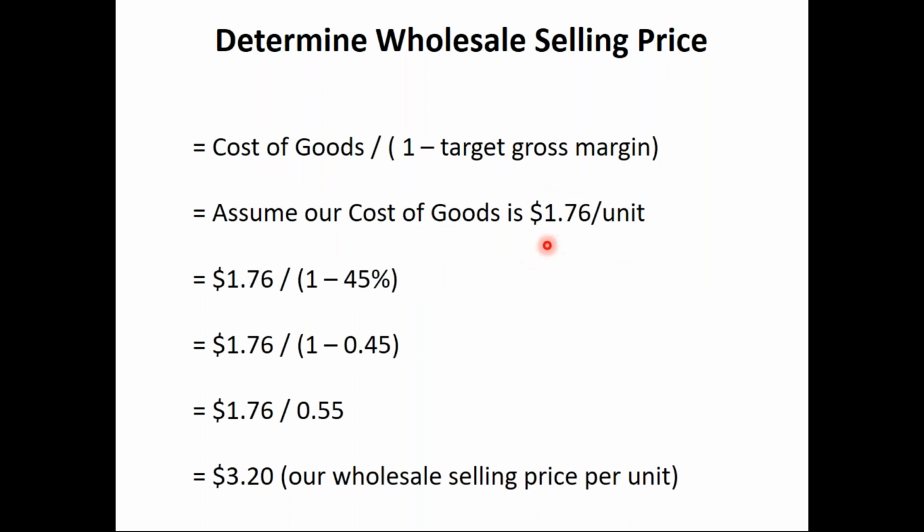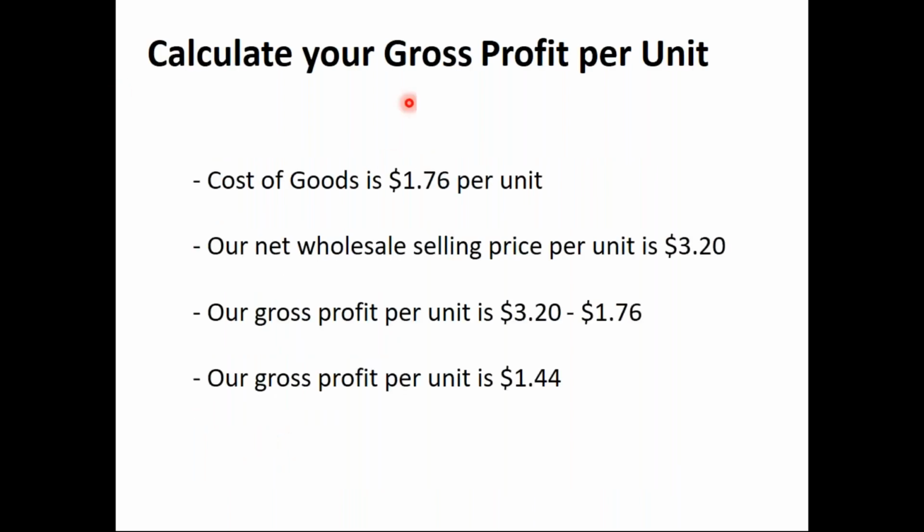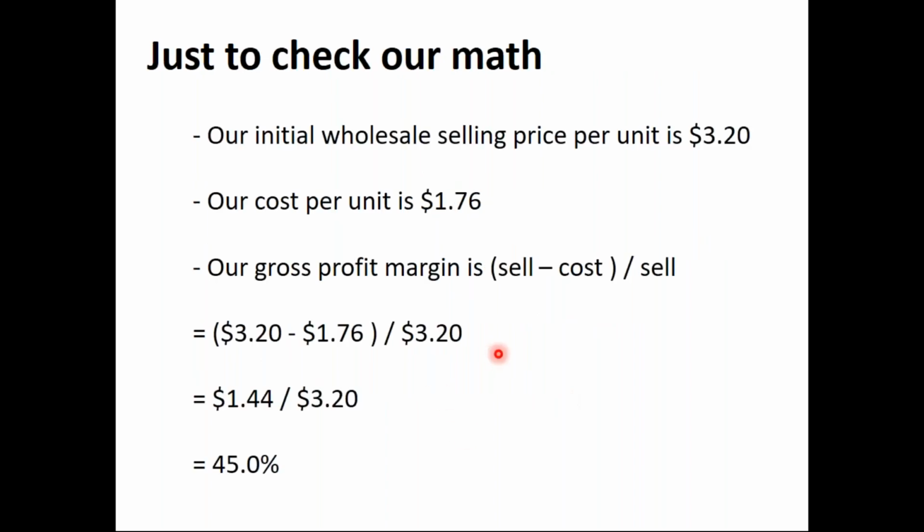Determine this wholesale selling price. So let's say our cost of goods, we worked it out to $1.76 per unit. To figure out our wholesale selling price is the same formula as before. Our target gross margin is 45%. That's the lowest we would want to make. So we would do the math and come out with a wholesale selling price of $3.20. Our gross profit is going to be the $3.20 minus your cost, which is $1.44 gross profit per unit.